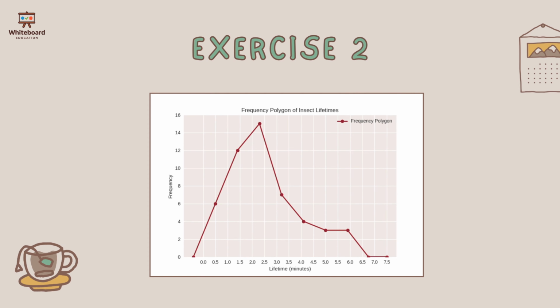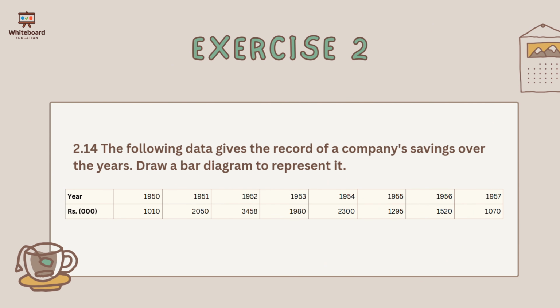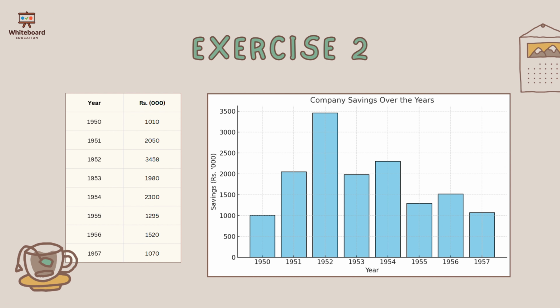Question 2.14. The following data gives the record of a company's savings over the years. Draw a bar diagram to represent it. This is simple. Put the years on the x-axis and savings on the y-axis. Now draw the height of the bars each year according to the corresponding frequencies.